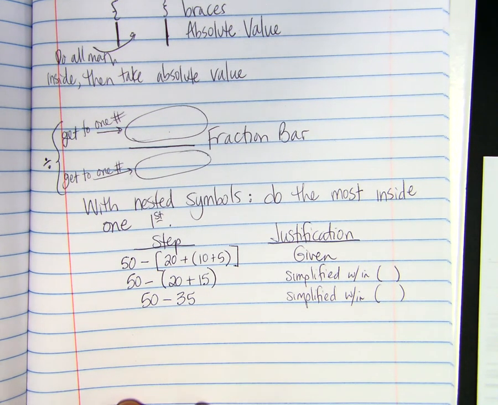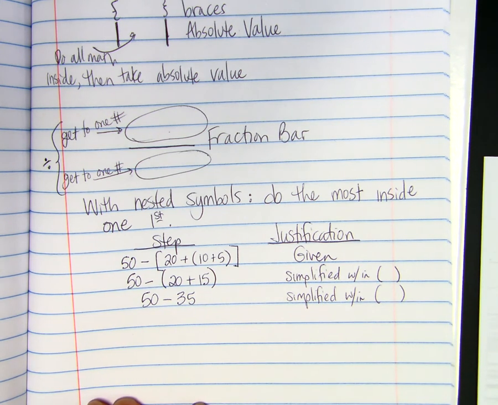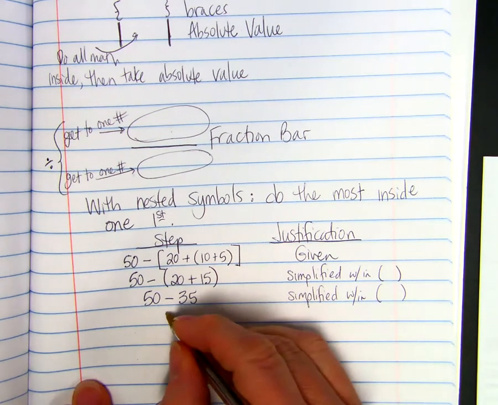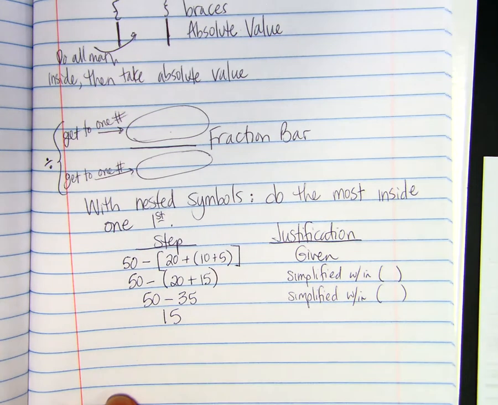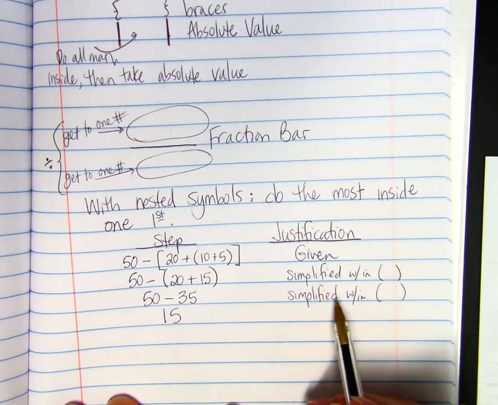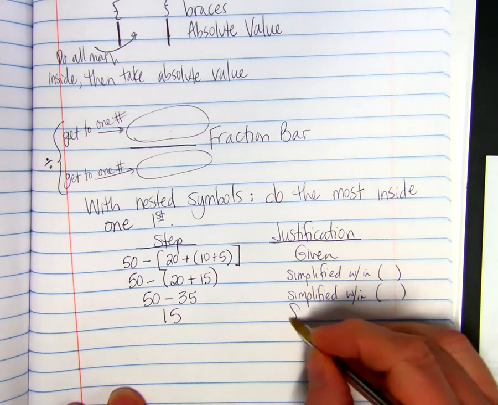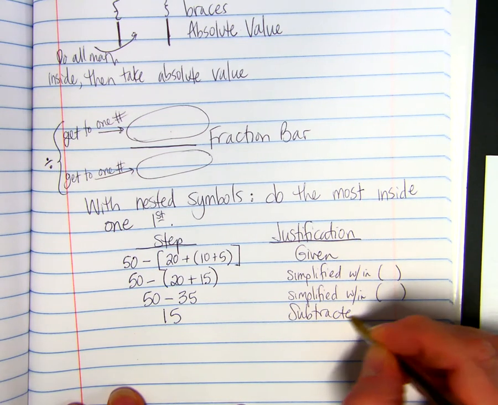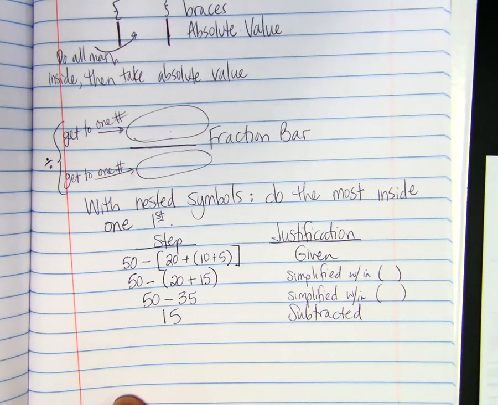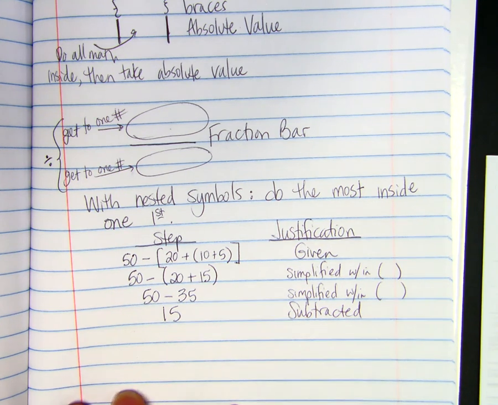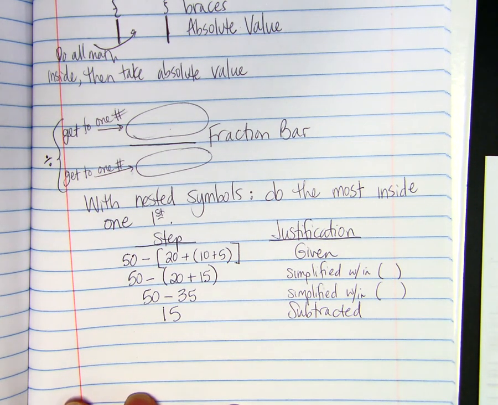Okay. Yeah, they have all the brackets and stuff in yours. Just put it in those brackets. And then 50 minus 35 is 15. And the justification is subtraction. So you just subtracted these two. And you could just put that down because that's what you did. So that's the end of the lesson. We're going to do some practice.